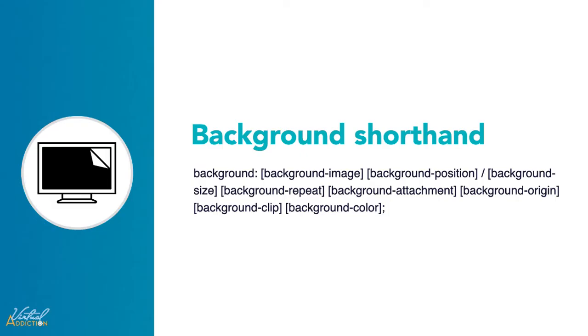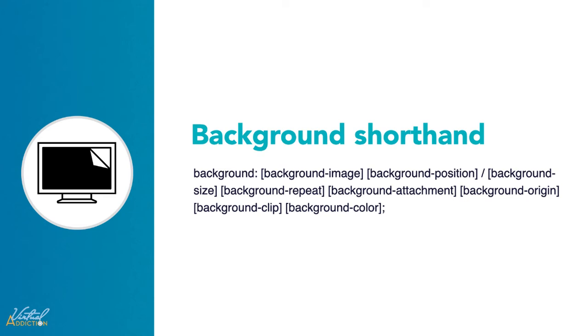What we're going to look at next is background shorthand. This is the way that we can combine all of those properties into one declaration. This is the general syntax of the background property. We will specify background image, background position, we'll put a slash and add background size, background repeat, background attachment, background origin, background clip, and background color.